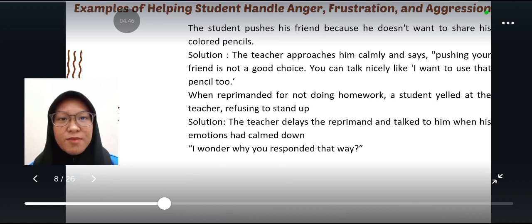A student pushes his friend because he doesn't want to share a colored pencil. The teacher approaches him calmly and says, pushing your friend is not a good choice. You can talk nicely, like, I want to use that pencil too.